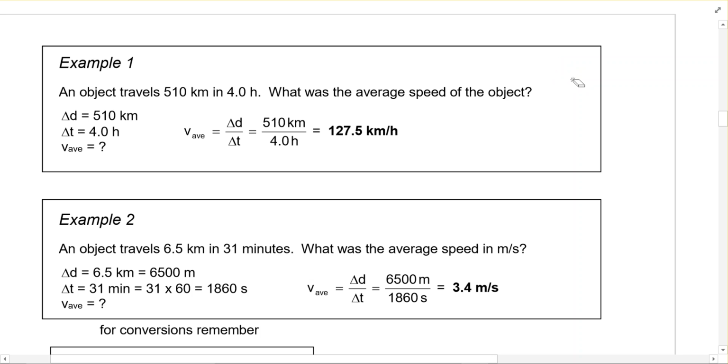So what I'd like you guys to do when you're doing these questions is pretty much the same thing I have here. You're going to write down what you know. So change in distance, 510 kilometers. Change in time, 4 hours. Our average velocity, and then put a question mark, because that's the thing we're looking for.